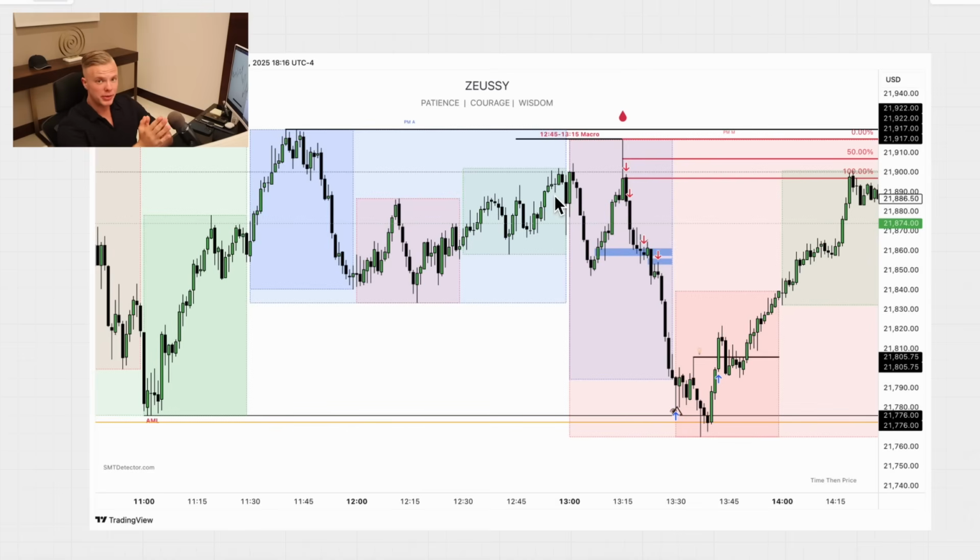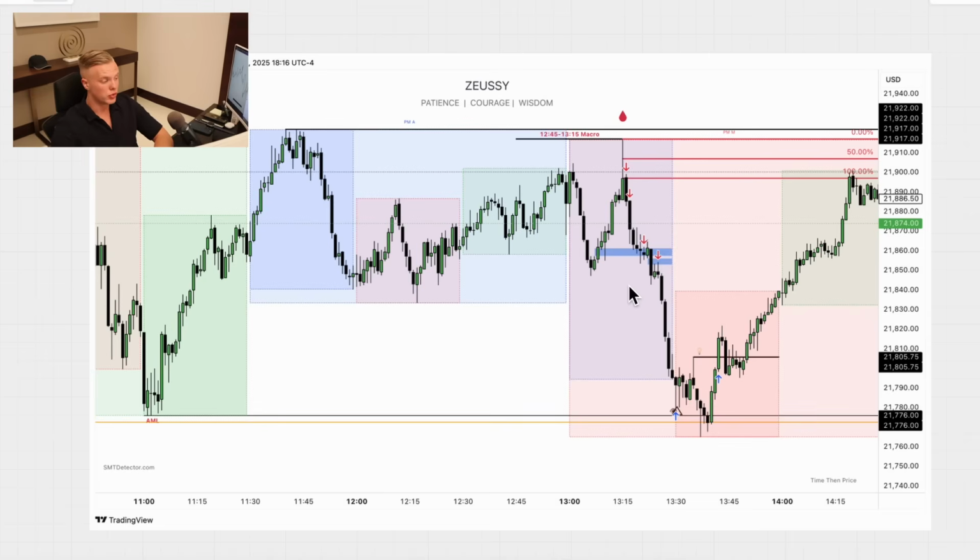12:45 to 1:15 p.m. is the macro which I have interest in. Why? Because I anticipated that 1 p.m. RE candle is likely going to distribute lower. We see the 1 p.m. open taking place and the market initially has this push higher and it has a sudden drop lower.